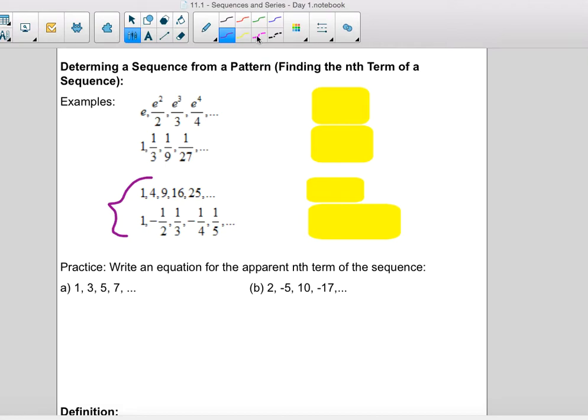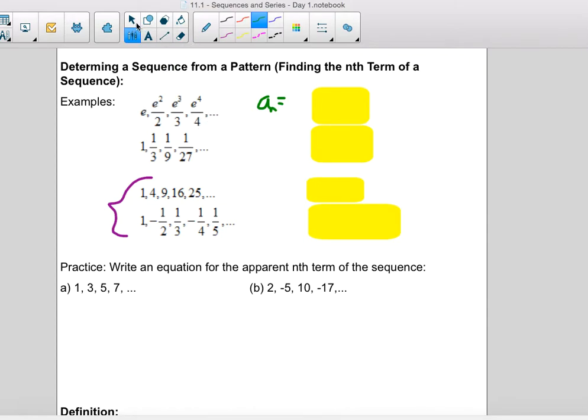So if I want to know what the nth term is, I'm just going to write a sub n, and then I could try and figure out how I can represent this so that when I plug in 1, I get this. When I plug in 2, I get this. When I plug in 3 for the third term, I get this. When I plug in 4 for the fourth term, I get this.